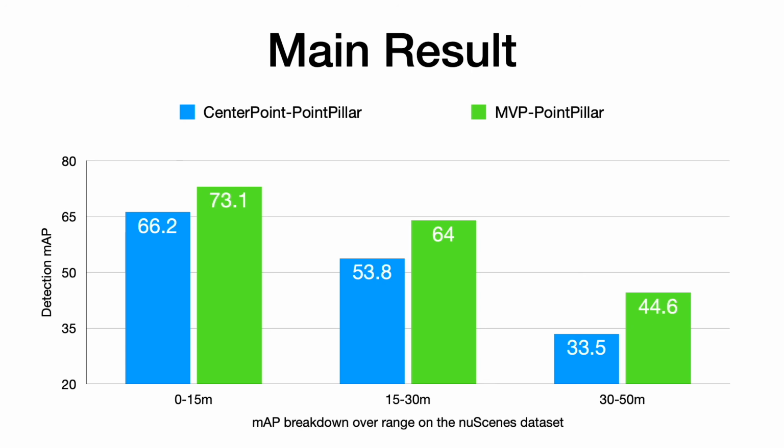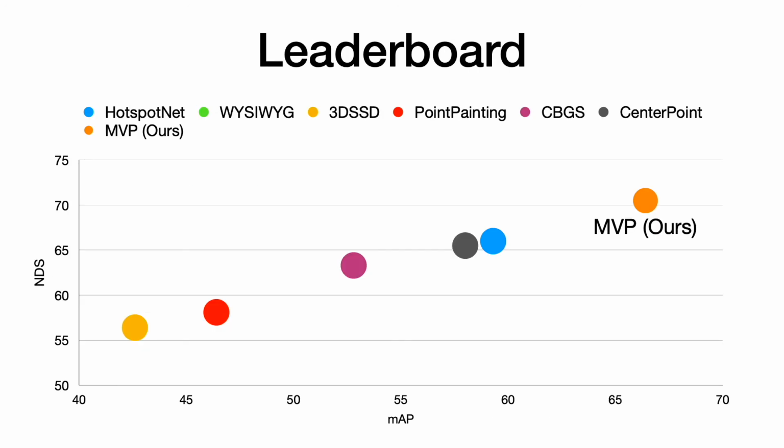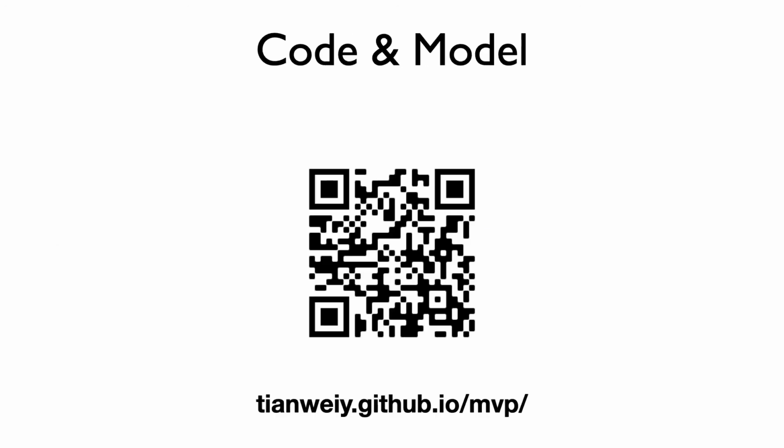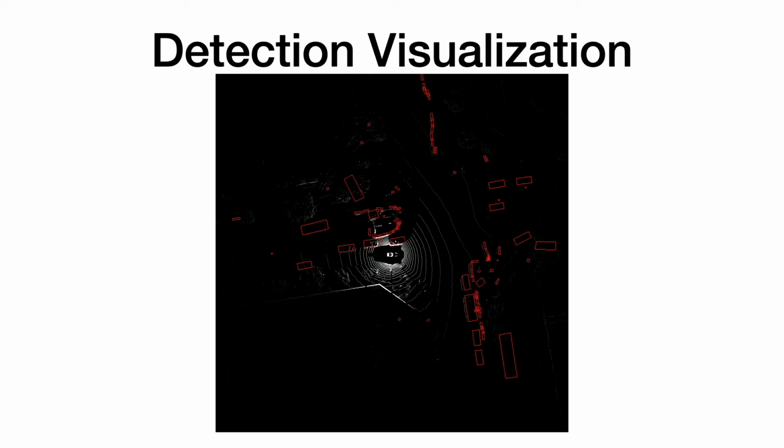We also experiment with another popular PointPillars backbone. The improvements still hold, and we achieve 7 to 11 mAP improvements across different detection ranges. In the end, we also compare with other published entries on the NeurIPS Leaderboard. Our method achieves state-of-the-art results and improves the previous best published method by more than 5 NeurIPS detection score. Code and pre-trained models are all available on our website. Now, let's see a visualization of our model's detection output.